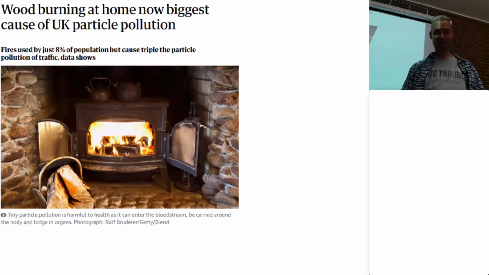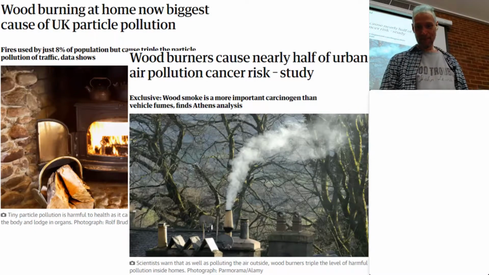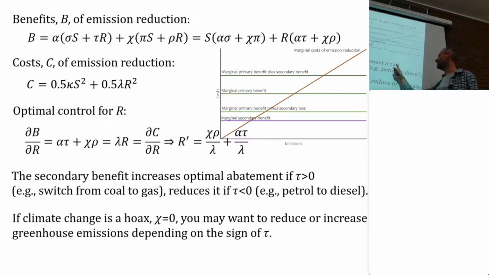No, this was December. And then in January, this study came out, and this is in Athens, where those wood burners now seem to cause half of the cancer that is associated with urban air pollution. So yeah, you cut your CO2, but you did not at the same time cut your air pollution. You actually make your air pollution worse, right? So there is no a priori reason to assume that this tau is positive, or this tau is positive, right? Your secondary benefit may be a secondary loss.